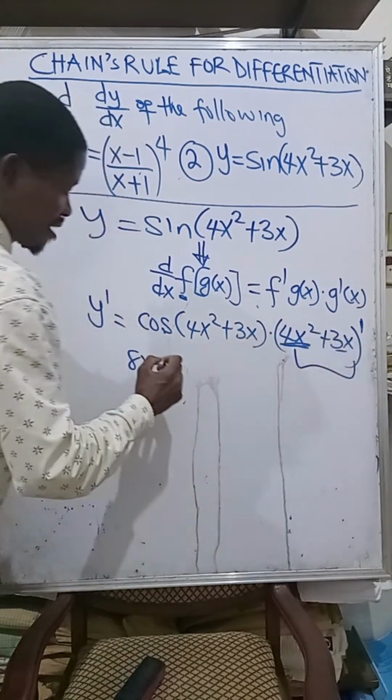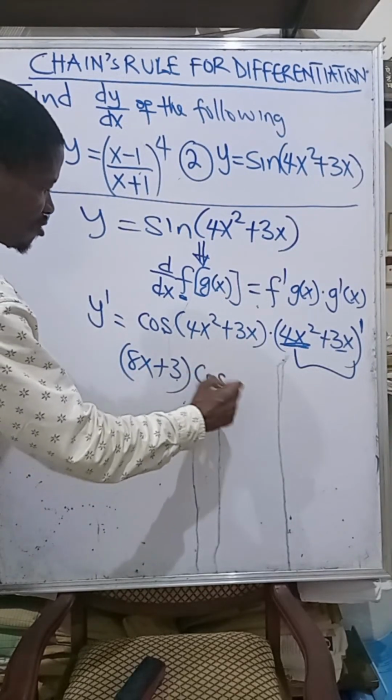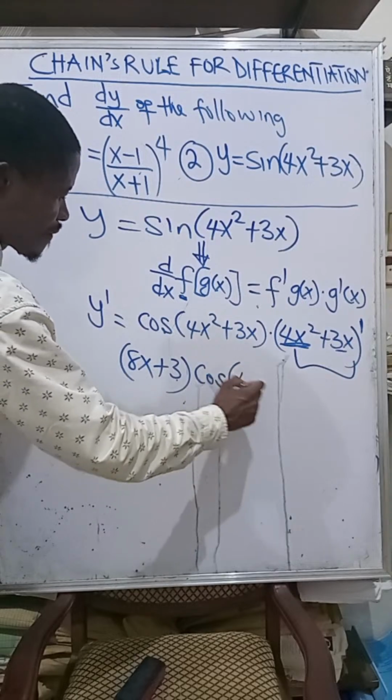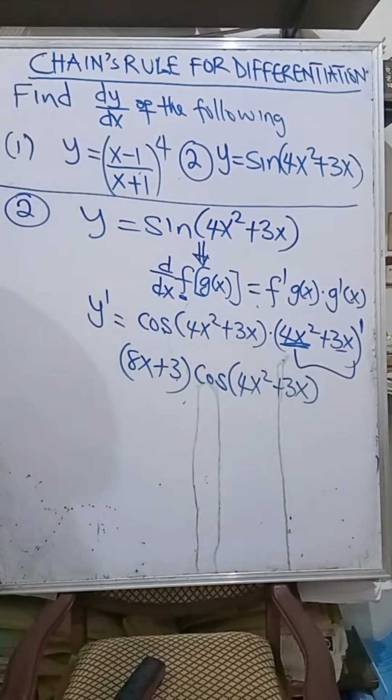Derivative of 3x, that's plus 3. And then times what? Cos 4x squared plus that 3x. And that ends that question.